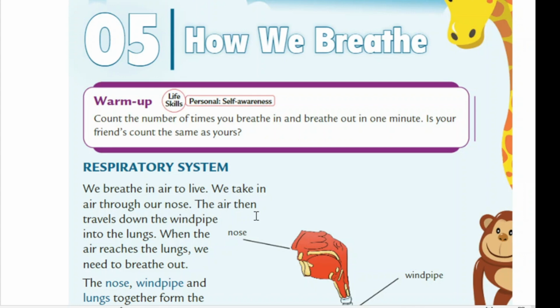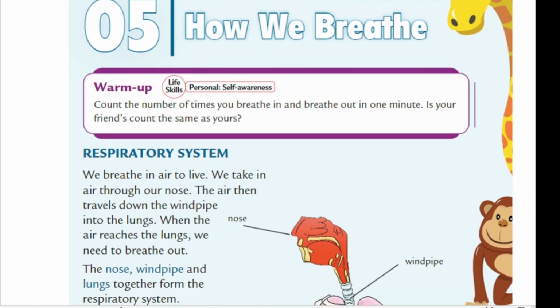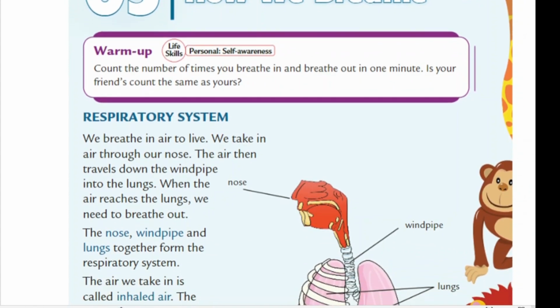The air then travels down the windpipe into the lungs. When the air reaches the lungs, we need to breathe out. The nose, windpipe, and the lungs together form the respiratory system.